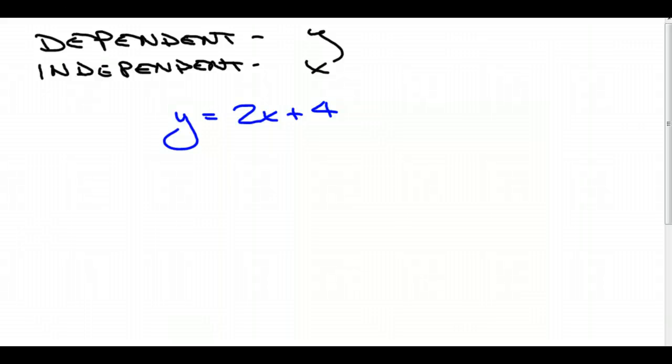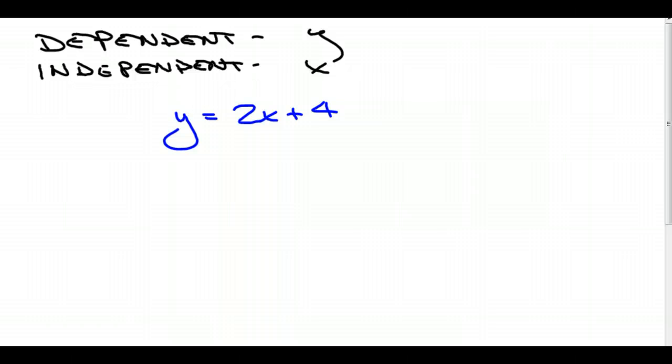Does it matter what number we put in there for x? Can I put any number I want in there? Yeah, I can. Let's say I put 1 in there. If I put 1 in there, what's my y? 6. Okay, so if I put any number I want in there for x, the number I put in for x is completely independent. It means it's not worried about anybody. It can be any number it wants to be. So the x value is normally your independent variable. It's any number you want. But the y is dependent on what you choose for your x.